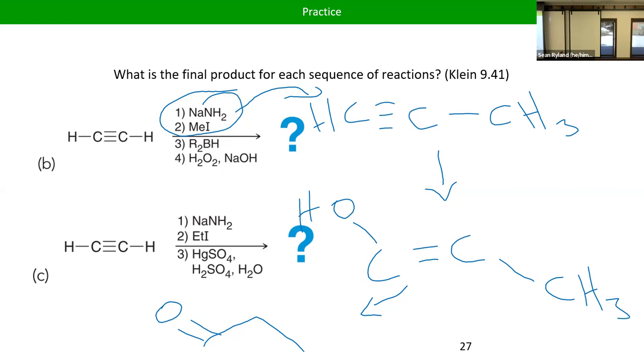On the second series, step three is usually how we write it. It's mercury catalyzed acid hydration. This one is still going to break both pi bonds and turn them into a carbonyl, but it's going to be on the more substituted carbon. We get the Markovnikov carbonyl.